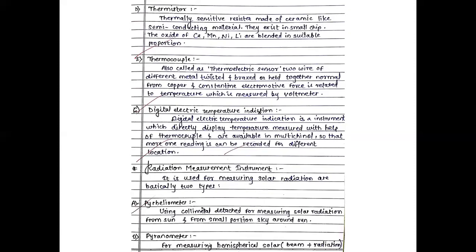It is used. So now first were for measuring temperature. Now these are for measurement of radiation. Radiation measurement instruments are used for measuring solar radiation and are basically of two types.